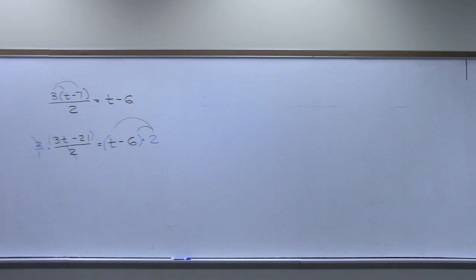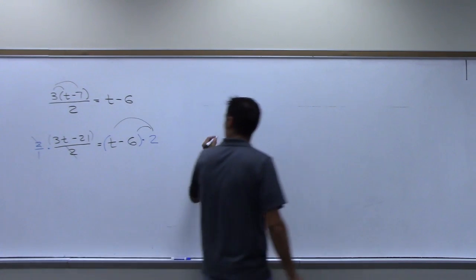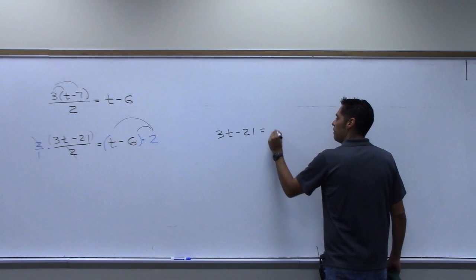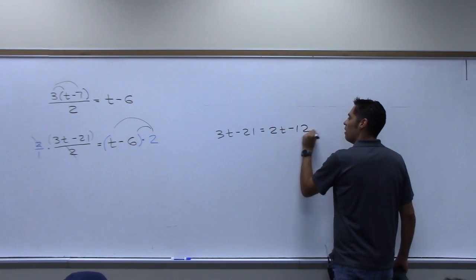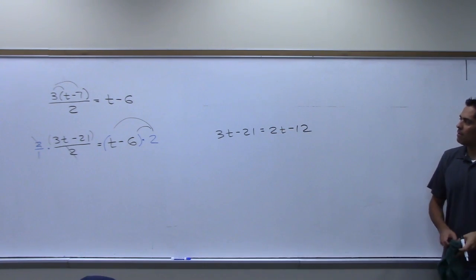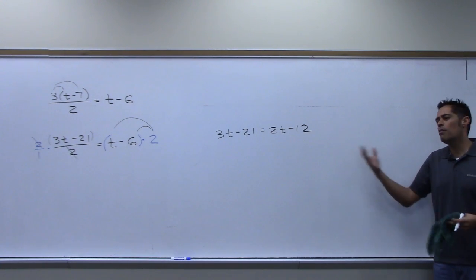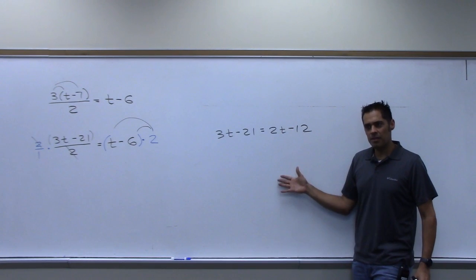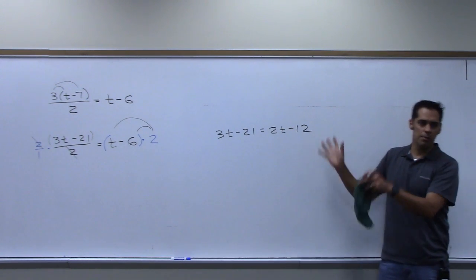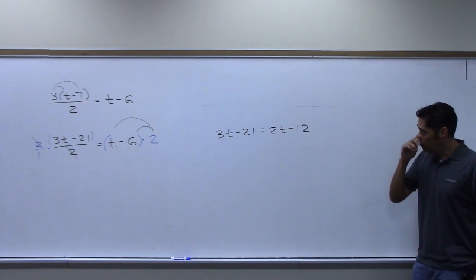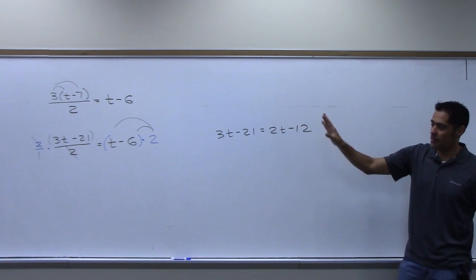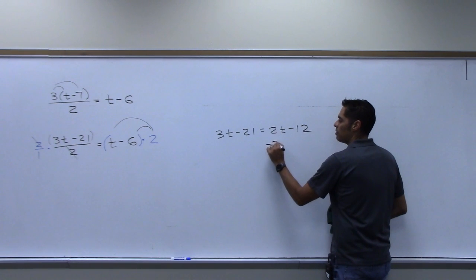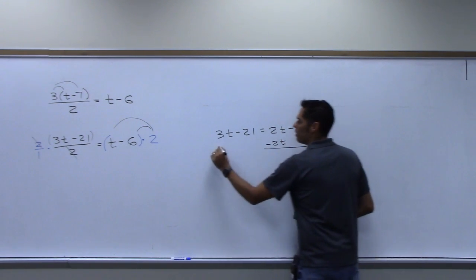All right, so what's on the left side? 3t minus 21 equals 2t minus 12. And now we're back to kind of what we've been working with. We've done like 2 or 3 of these now where we get them to this point. It's just a matter of moving the t's around. So what do you say we put the t's on the left side? If we put them on the left, that means we need to take them away from the right. So I'll subtract 2t. That should take care of the t's over here.